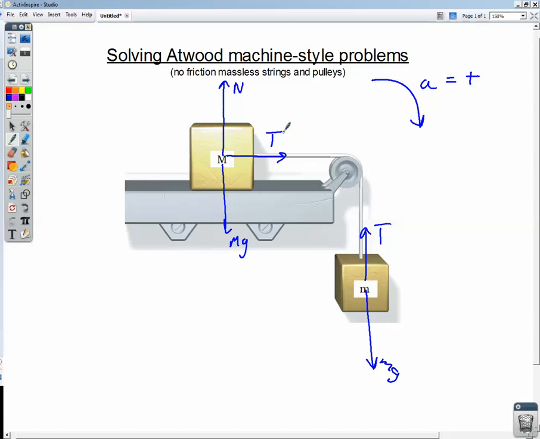It's important to understand that the tension force for the upper box is the same as the tension force for the hanging box, because the string is massless and so is the pulley. If the pulley has mass or the string has mass, then those tensions would not be equal, but for us they are.